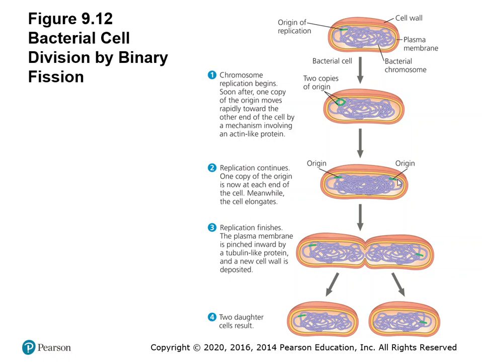They kind of move to opposite poles of the cell. As they move, the cell continues to elongate, continues to make more ribosomes, cytosol, anything that the cell is going to need to make two new copies. So it continues to elongate, and then once it reaches a certain size and replication of the DNA finishes, it pinches in half. It has tubulin-like proteins that help to pinch the cell in half and create two new daughter cells. Binary fission is how prokaryotic replication takes place.